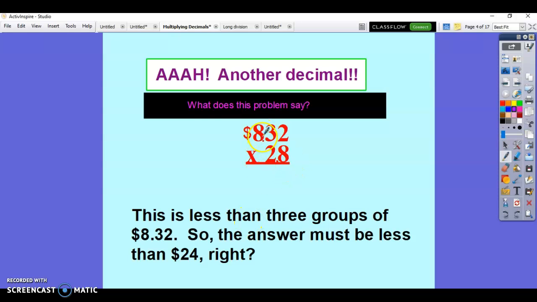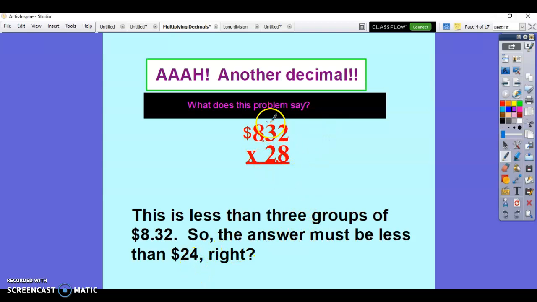Now, what would happen if we add in another decimal? Now I have $8.32 times 2 and 8/10. This is less than 3 groups of $8.32. So the answer must be less than 24, right? Well, let's check and see.